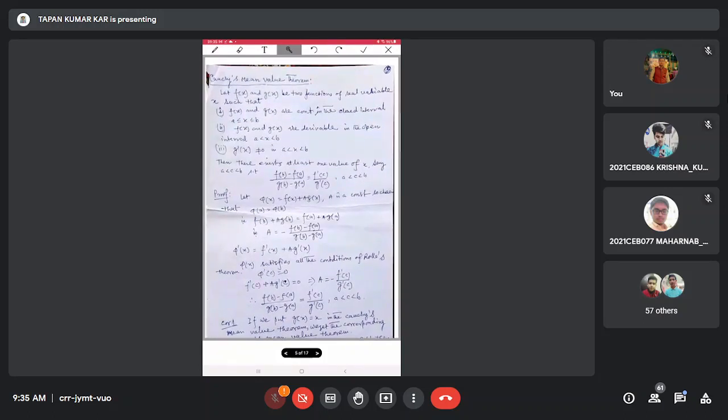Here it is, Cauchy's mean value theorem. The only difference between Lagrange's and Cauchy's mean value theorem is that here we have taken two functions, f(x) and g(x). f(x) and g(x) are continuous in the closed interval [a, b], differentiable in the open interval, and g'(x) is not equal to 0.